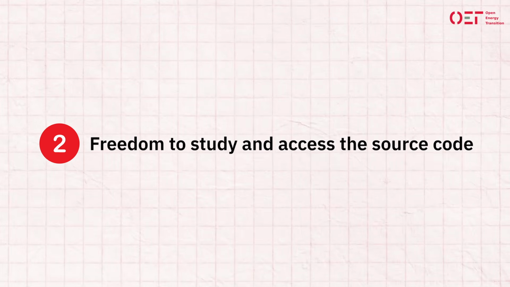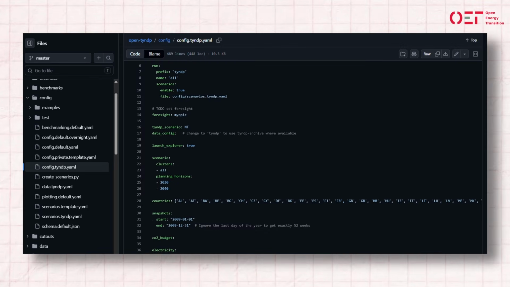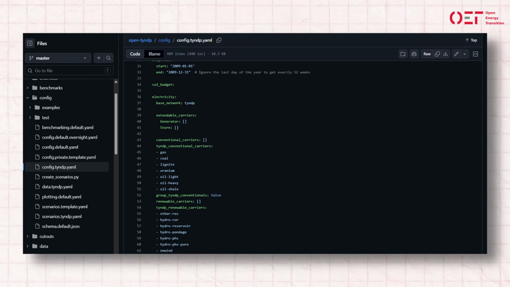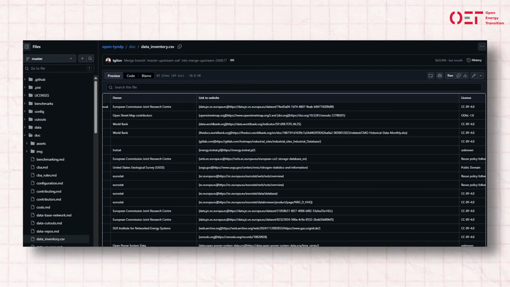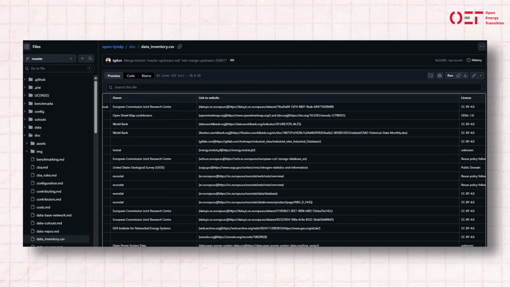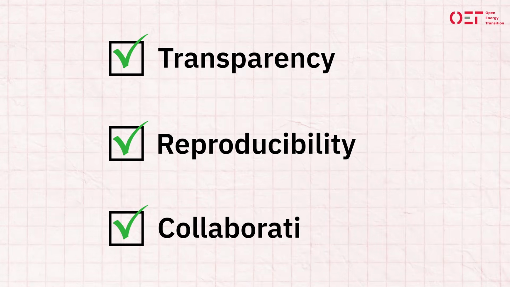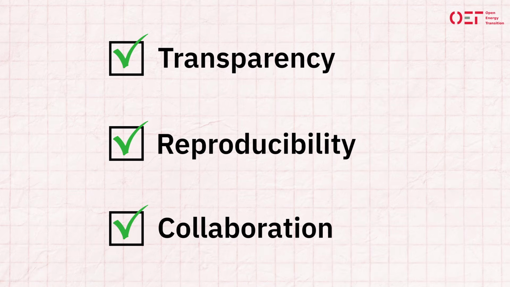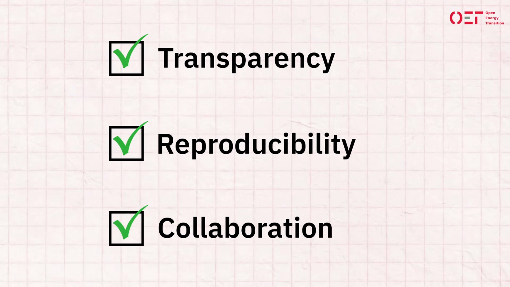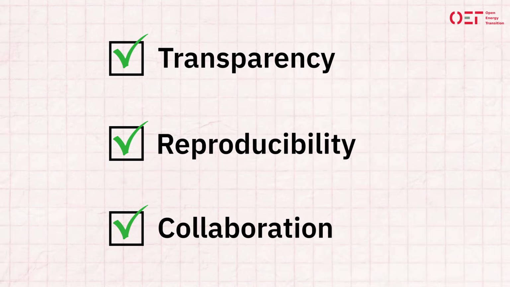The second freedom, being able to study and access the source code, is especially important to study the assumptions made in the energy model, how the data is retrieved and processed, and the limitations. This freedom is crucial for better transparency, reproducibility, and collaboration, as researchers, organizations, and the general public can inspect the modeling frameworks, influencing planning and decision-making.